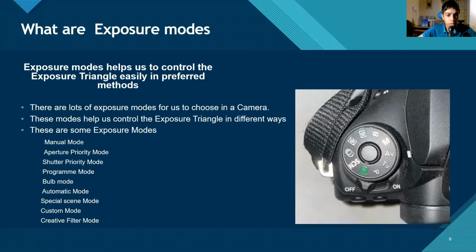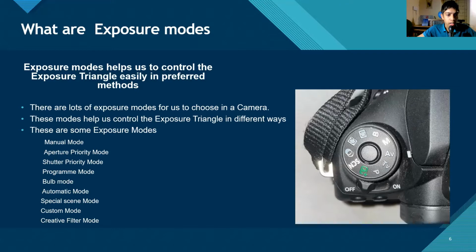And in the aperture priority mode, you can set the aperture yourself, and the camera will set the rest. And in the shutter priority mode, you have to set the shutter speed. In the program mode, it has some different settings of its own, and there are others like bulb mode, automatic mode, special scene mode, custom mode, and creative filter mode.